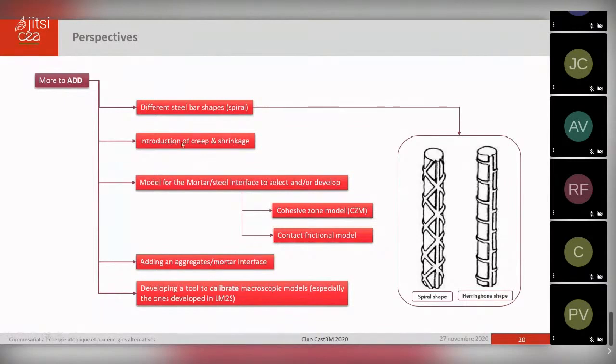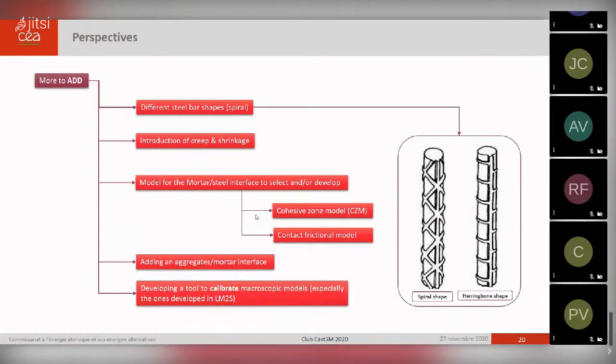Yes, the phenomenon of creep and shrinkage will indeed be introduced to the model because it's very important for the surrounding concrete, along with the mortar-steel interface. So these are related to each other. Creep and shrinkage play an important role in concrete and mortar. So introducing this is one of the main goals right now, following this, along with adding a mortar-steel interface, because technically they play an important role.